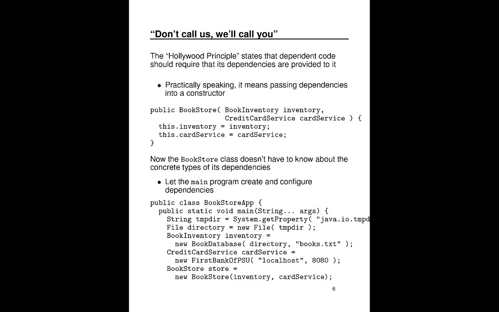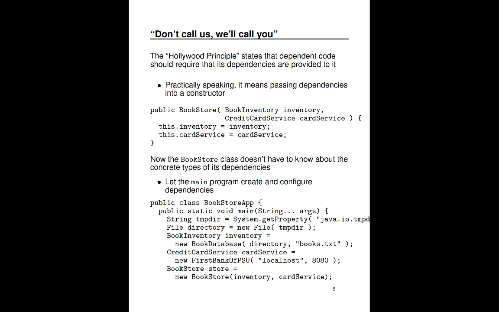So this ended up being a pretty common problem with object-oriented code. You end up with code that's tightly coupled, which makes it hard to test and harder to evolve. At some point, the so-called Hollywood principle was coined, which states that dependent code should require that its dependencies are provided to it instead of creating those dependencies itself. It's called the Hollywood principle because the idea is, hey, don't call us, we'll call you. Meaning that someone else will provide me the dependencies, me being a class like the bookstore, instead of me having to create them myself. What this means in practical terms is that dependencies are provided to an object via its constructor instead of that object creating them itself.